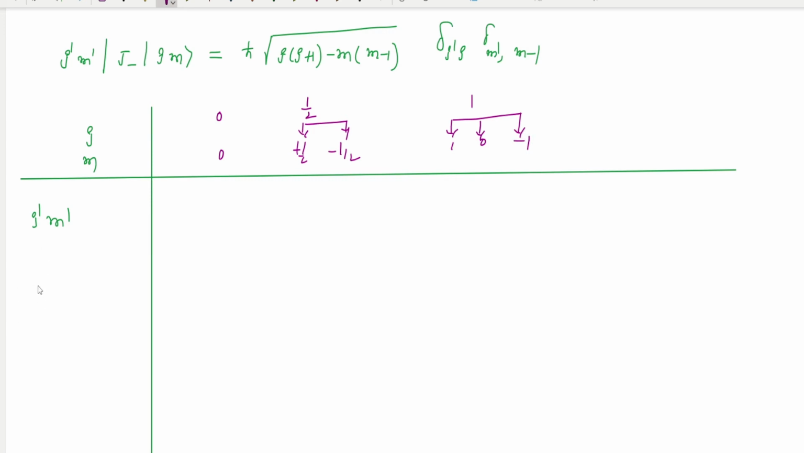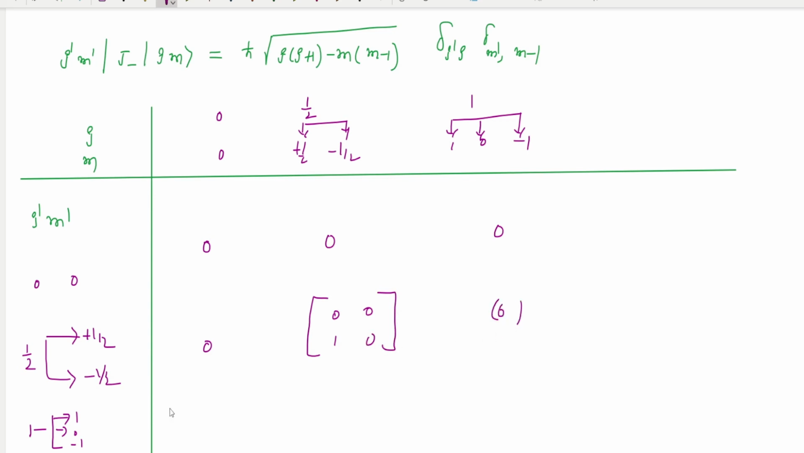In a similar way, you can write this one as 0, this one as 0, this is 1 divided by 2, this is plus 1 divided by 2, this is minus 1 divided by 2. Then finally this is 1. Then you can get three things: 1, 0, minus 1. If you apply these, you get 0 here, 0, 0, and 0 here. This is 0, 0, 1, 0. Be careful when you multiply j and j prime.